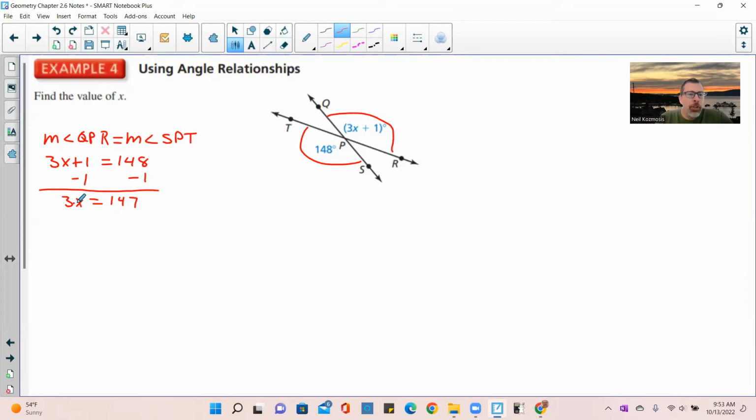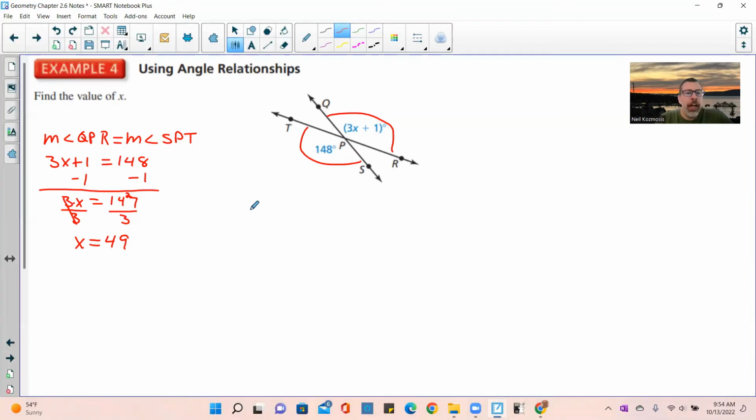Now the inverse of multiplication is division, and that's the division property of equality. I get x equals, 3 goes into 14 four times with a remainder of 2, and 3 goes into 27 nine times. So x equals 49.